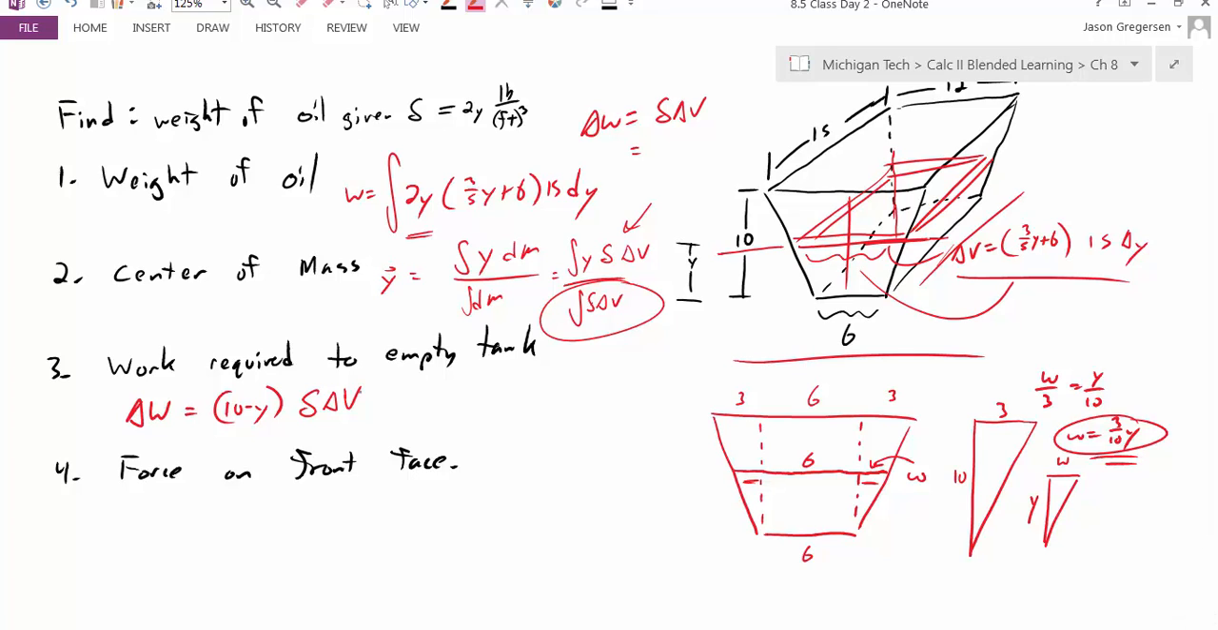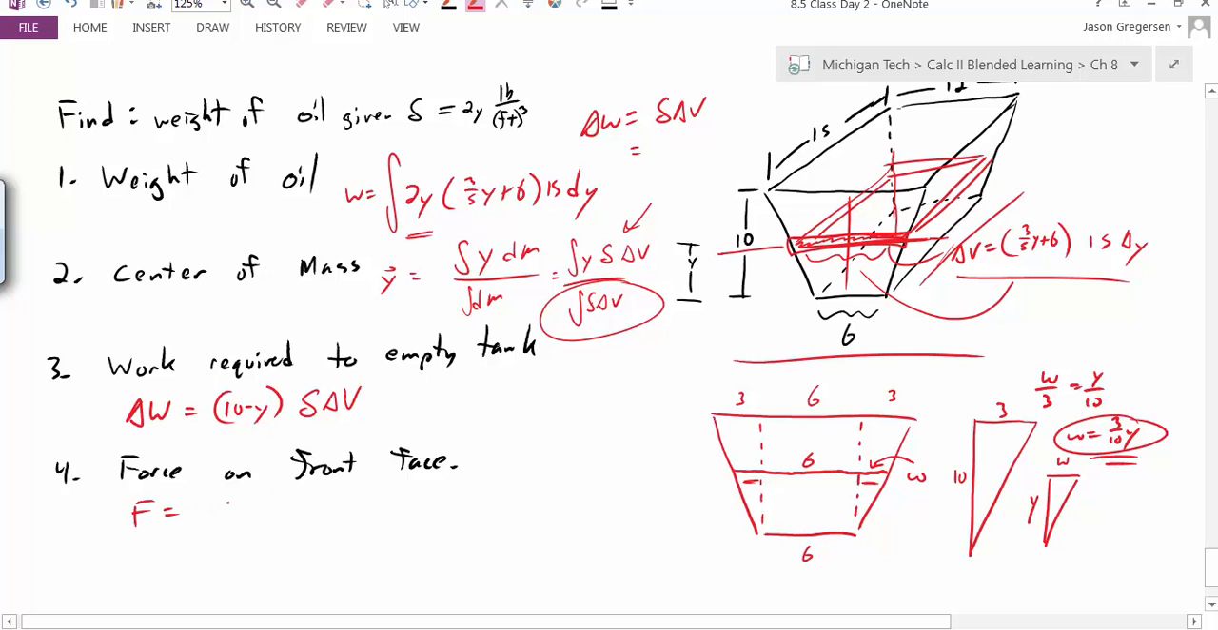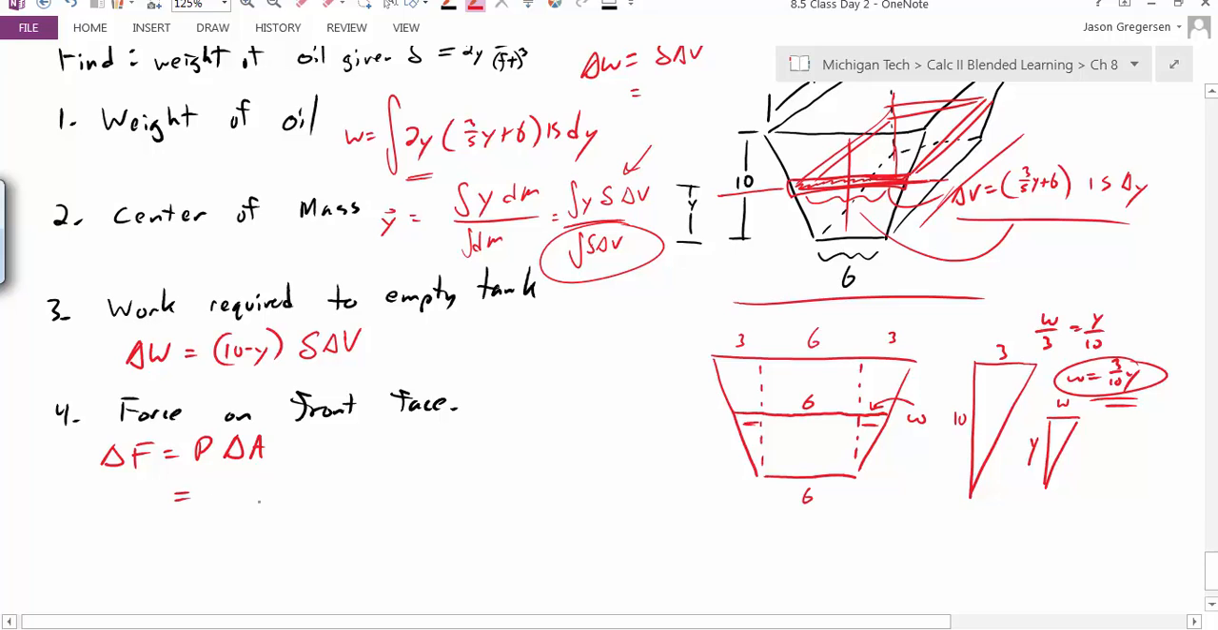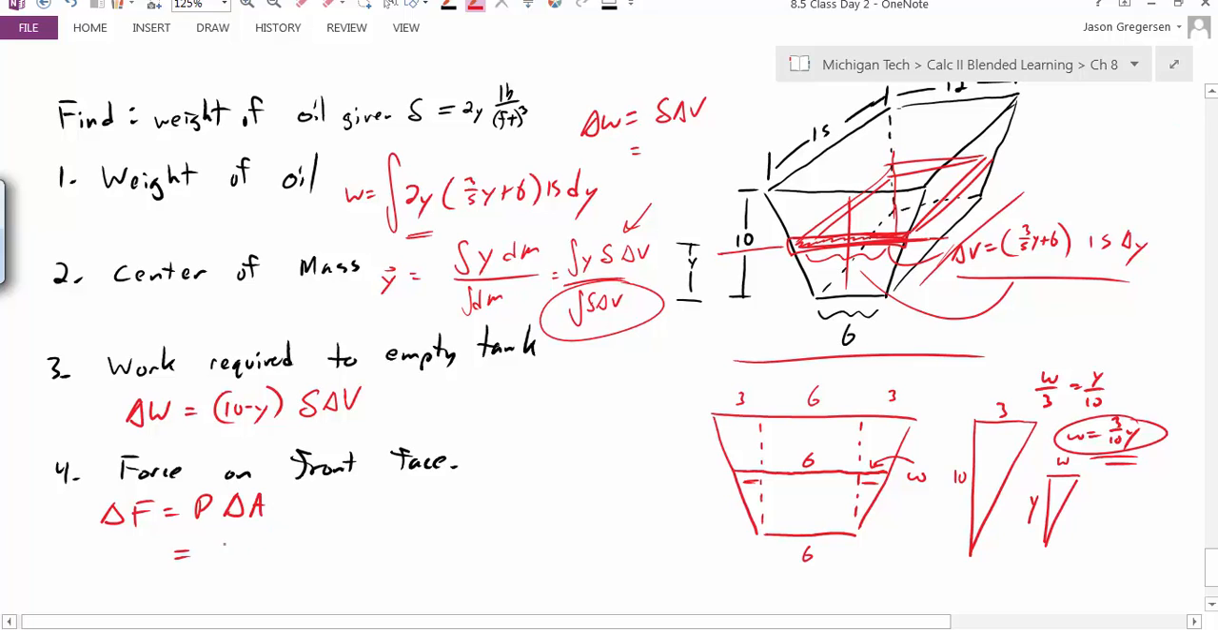And then we look at the last one, the force on the front face. If I look at a little area along the face, this piece right here, along that thin strip of area on the front my pressure is constant, so the force on that face is just the pressure times the little slice of area in that face. Pressure is my density, which is 2y. I don't need g because it's a weight density. Times the depth. What's the depth here? Once again, 10 minus y.